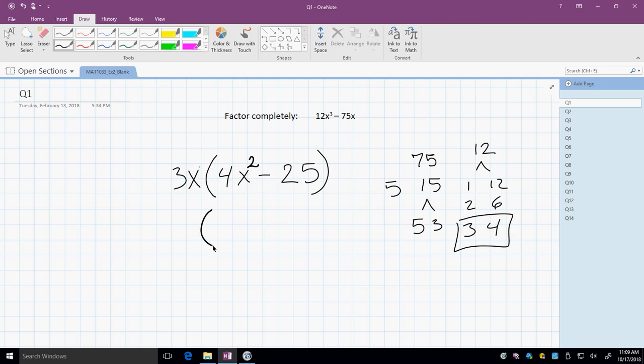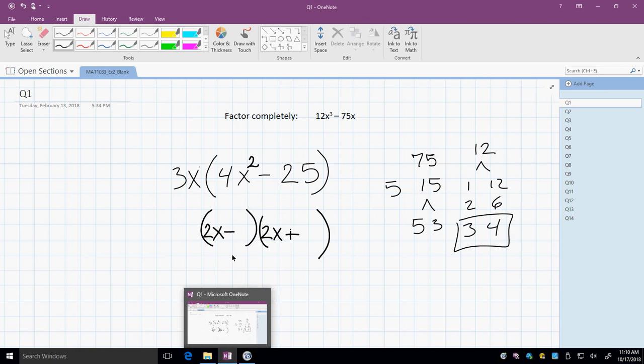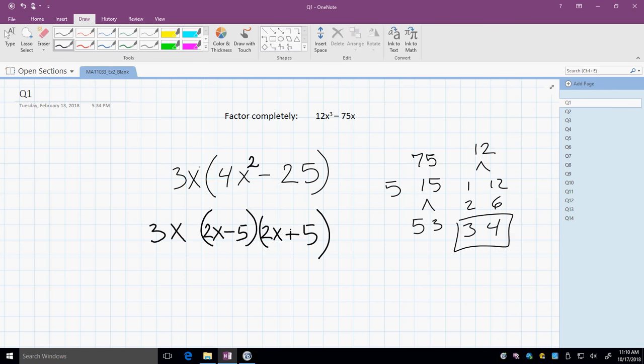So what we're going to do is open a set of parentheses, find the factors of 4x squared, which is 2x. We're going to place it in the first place of each parenthesis. One parenthesis has to be negative and the other one has to be positive. The order doesn't make any difference. And 25 is going to be 5 and 5. We still always have to bring down that 3x. And that will be your answer.